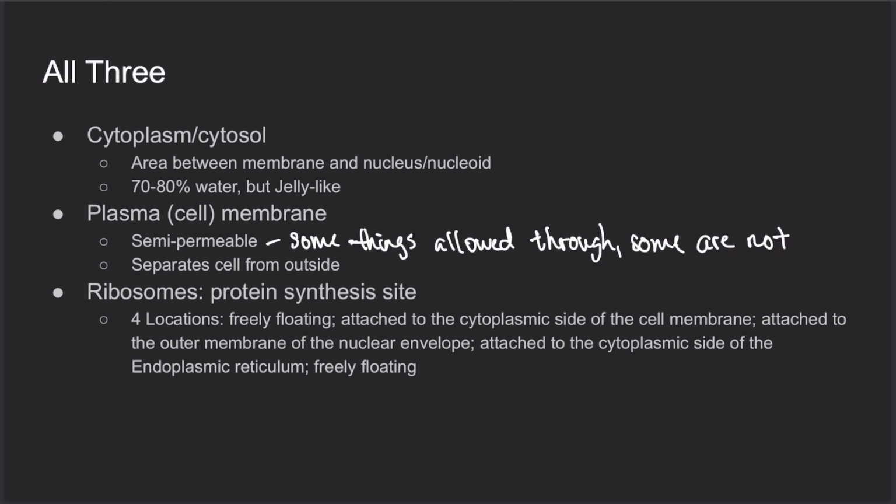And really, the cell membrane just separates the cell from the outside and controls what can come in and what goes out. So there's multiple functions in the cell membrane. We'll talk about what it's composed of in a future video.